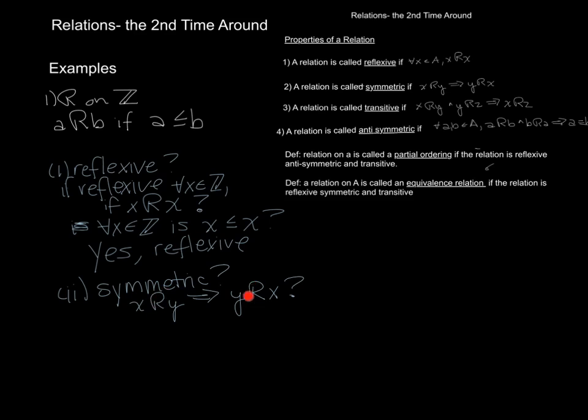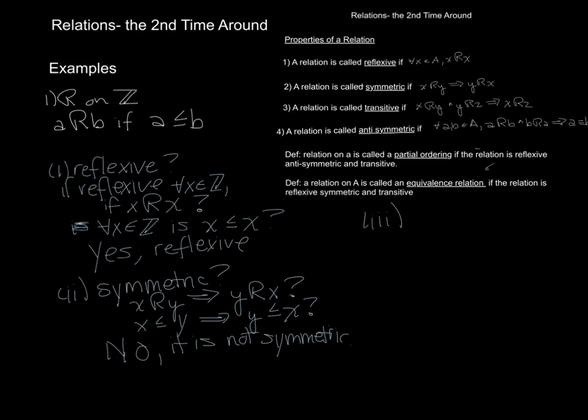So I'm going to replace this general relation with our particular relation, a is less than or equal to b. So I'm going to say x less than or equal to y. Does that imply that y is less than or equal to x? And again, it's a question mark. We're trying to verify it. And in general, for integers, no, it is not true. So it is not symmetric. So there's no symmetry there. Just because x is less than y, it doesn't mean that y is less than x. Last, we'll consider whether this relation is transitive.